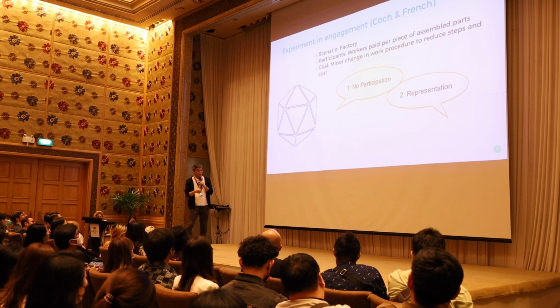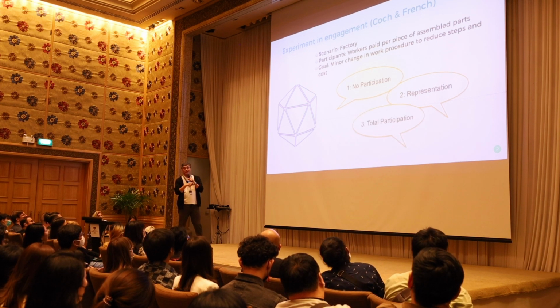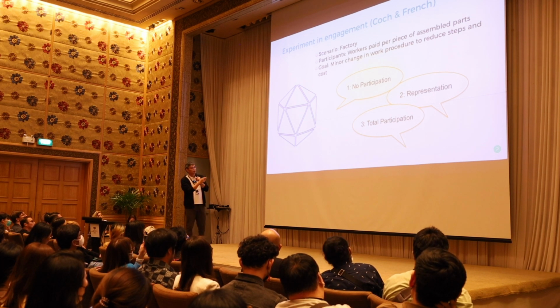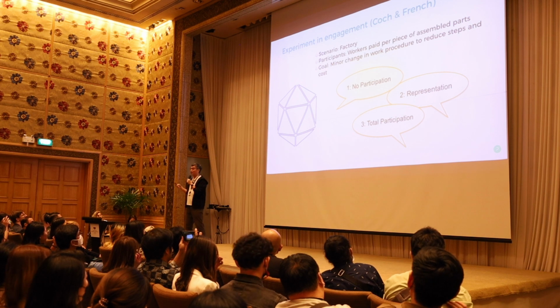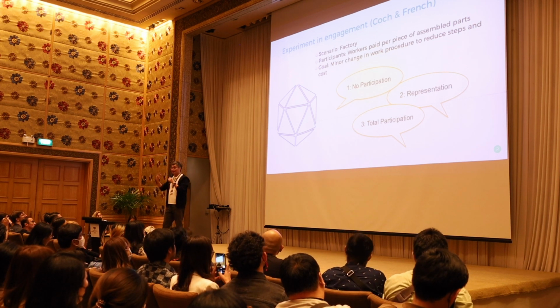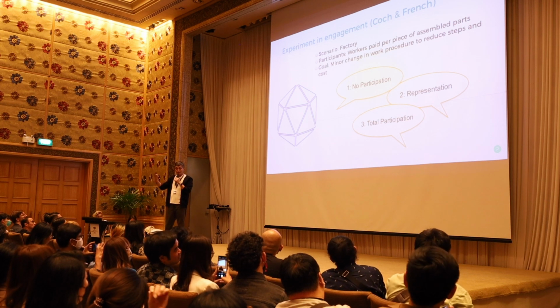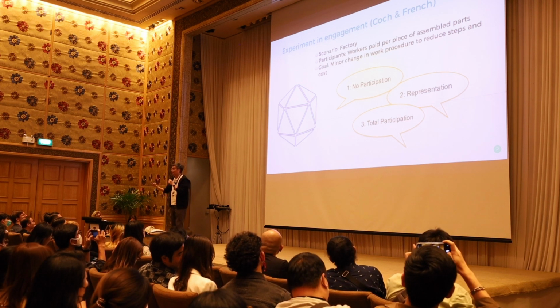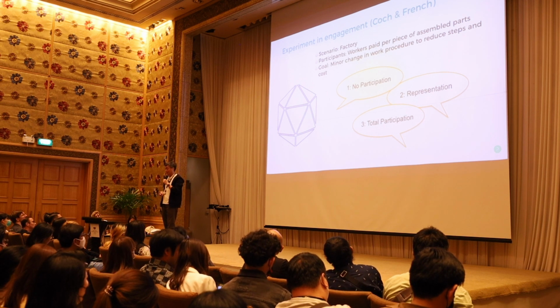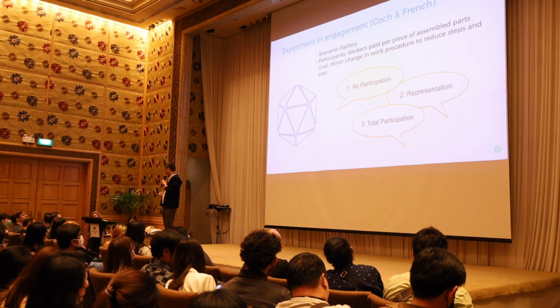So that's representation. And then the third and fourth group were not different, so I'm just going to call them the third group. Total participation. This is where management assembled the workers and then discussed the goals of the minor change, and then they asked the workers, how would you change the process given these goals and outcomes?